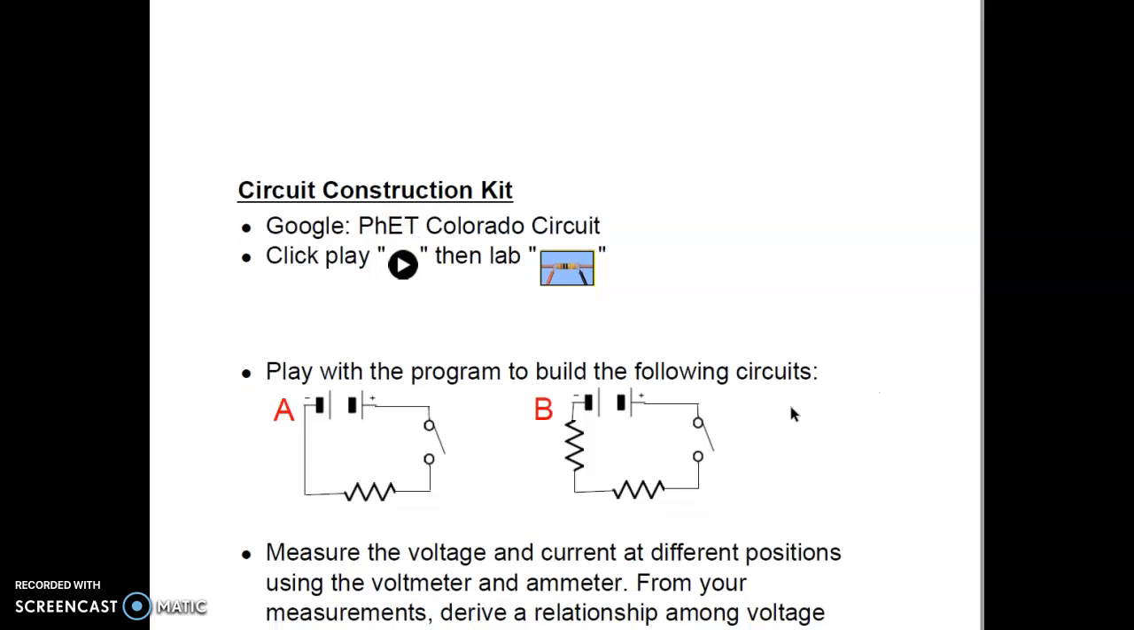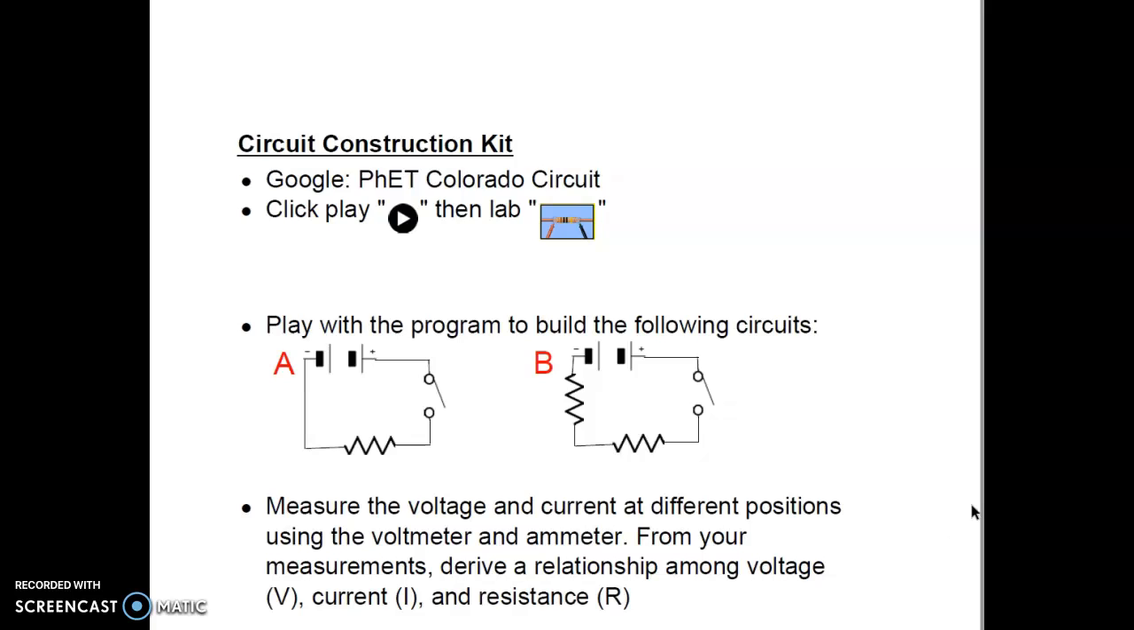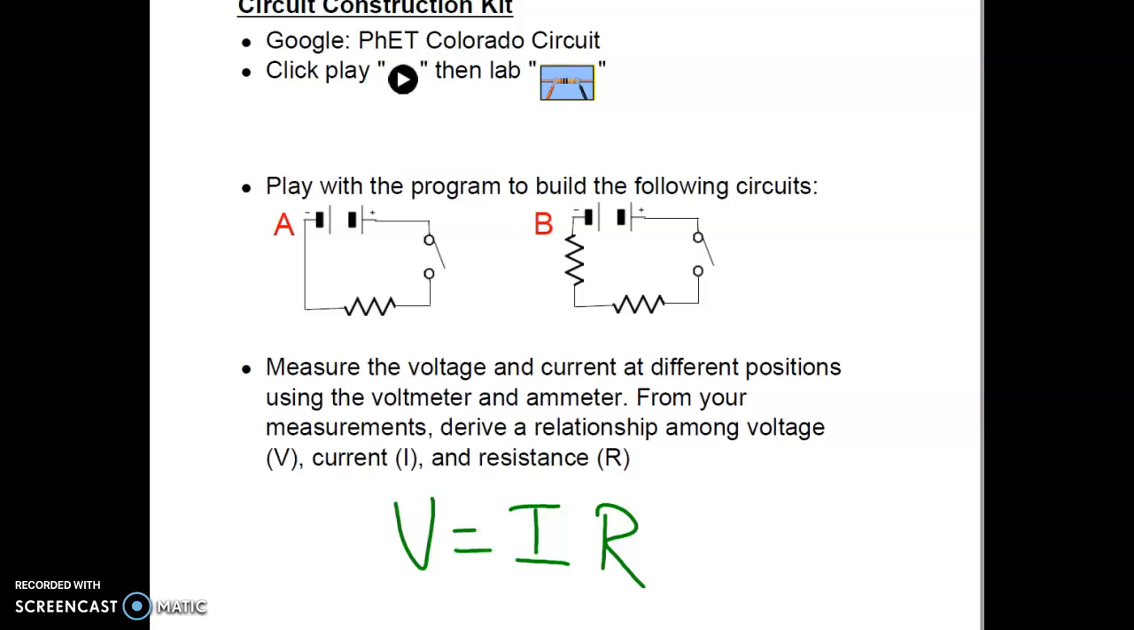So you're going to play with the program to build these two following circuits. Okay, so use all the symbols and everything to create these two circuits. So then you're going to measure the voltage and current at different positions using the voltmeter and ammeter. So from your measurements, derive a relationship among voltage, current, and resistance. And the relationship that you should come up with is V equals IR, which we'll learn further and discuss further is Ohm's Law.